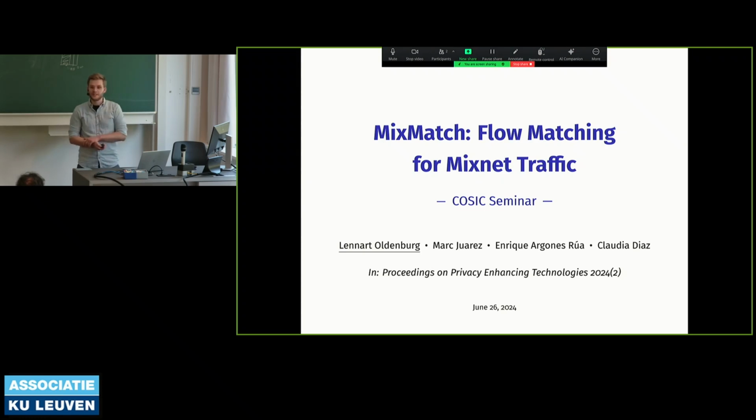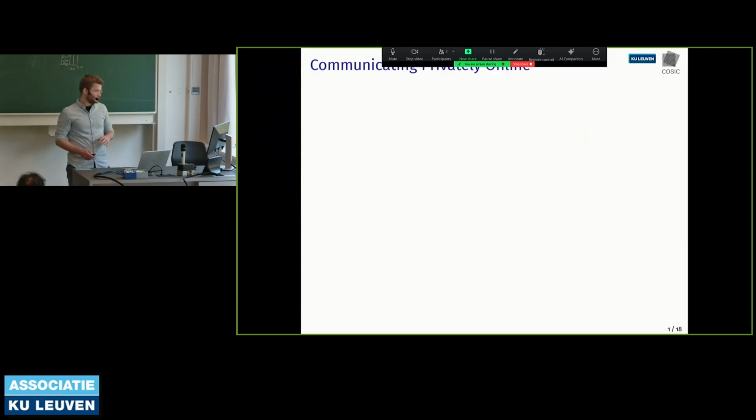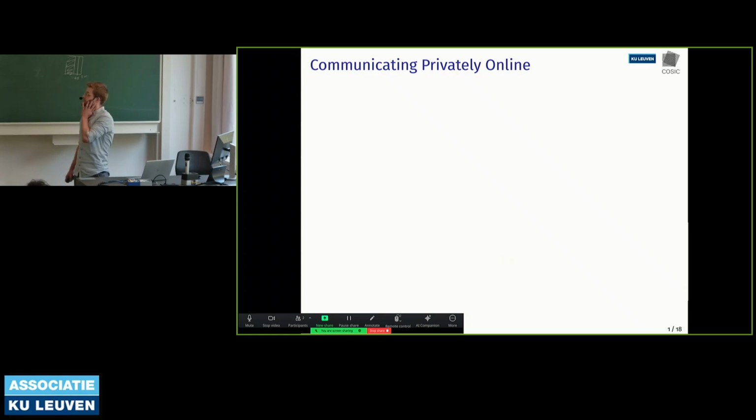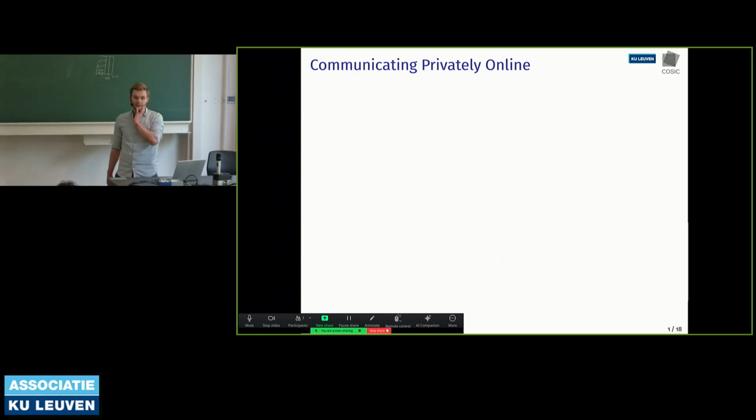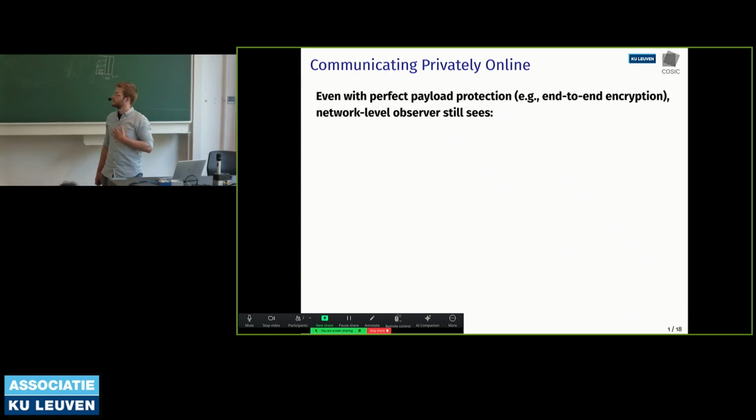To set the stage and motivate this research a little bit, let's start with communicating privately online, which is something that I think we would like to do and we all work on in different capacities. For example, by now we have pretty good payload protection, right? Whenever we want to send something to only a specific circle of people, we have strong schemes by now that protect the content so that only these people can see it. For example, advanced end-to-end encryption schemes, standards and protocols, right?